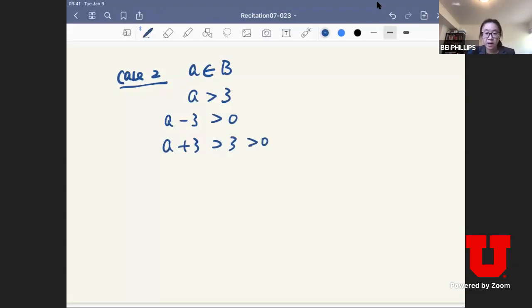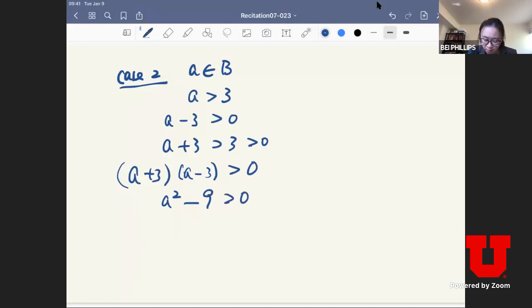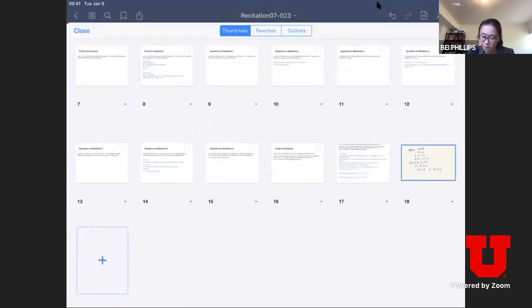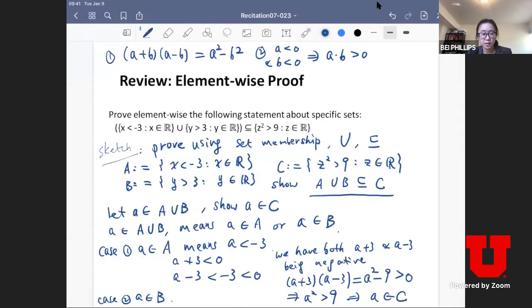So again, I can multiply two positive real numbers together, which is also positive. So A plus 3 times A minus 3 is bigger than 0, which means A squared minus 9 is bigger than 0, A squared bigger than 9. So A is part of C as well. So if you go back to both cases, I have shown in case A that if A is in capital A, it's part of C. In case B, I just showed if A is in B, it's also in C. So now you have shown the final result, which is A union B is a subset of C.